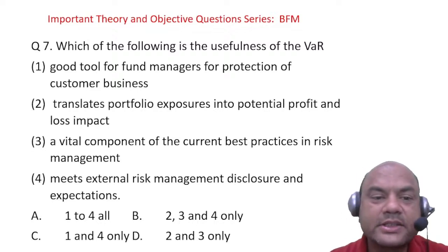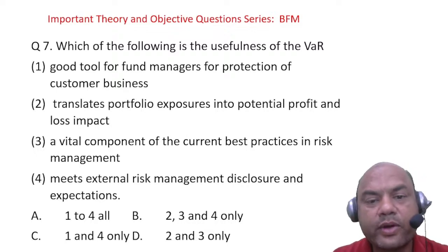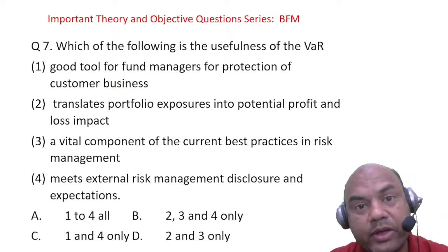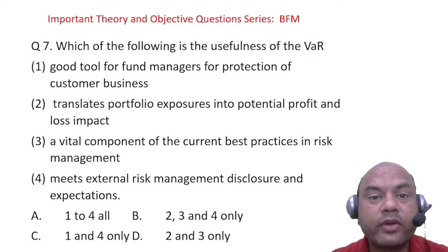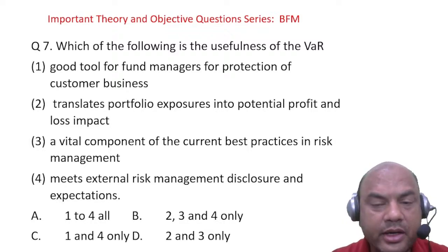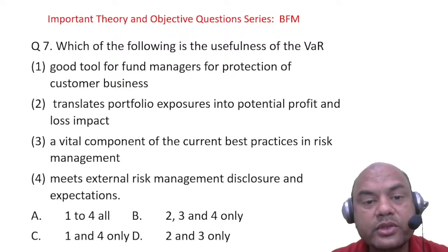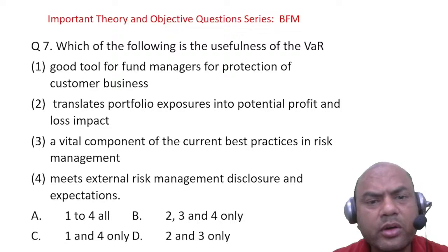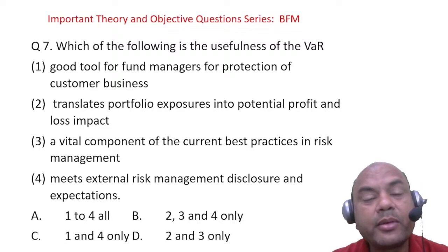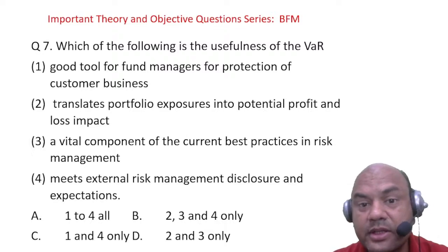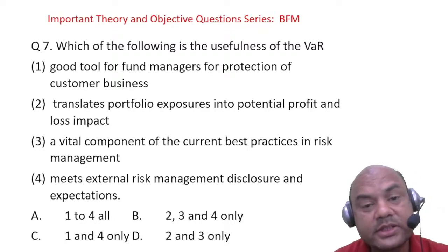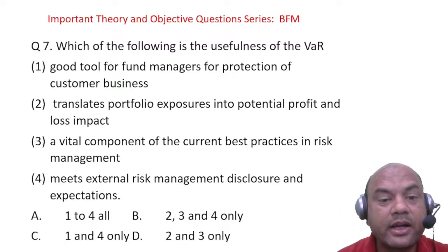Okay, let's discuss these 4 options. Good tools for fund managers for protection of customer business. Is it a good tool? Value at risk. I gave you that example of value at risk. Reliance 3000, 5% fluctuation, 150 here or there, right? So total 300. So if I know the fluctuation of any stock or any commodity, will I be able to minimize my risk? Yes, I can. So that's why my business funds will be protected. So A is the answer, 1 is the right answer.